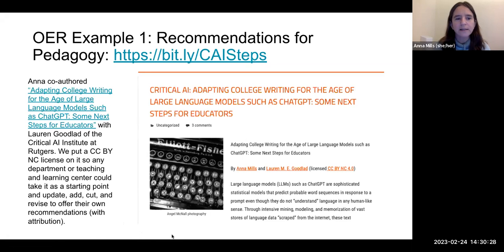And we put an open license on that. So it's CC BY-NC, and that means that any department or teaching and learning center could take it and actually get in and edit it, update it, change it to fit the department's philosophy, cut out half of it and use half, and combine it with another open-license document. So the idea is that, when we're trying to come to these decisions, we could start with something and revise it if it's an OER document.